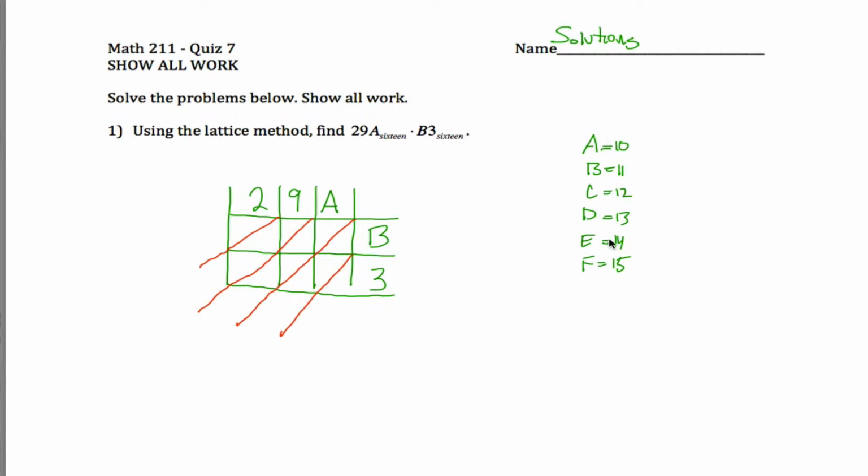And it might help you to write this little key that when we're in base 16, we need symbols for all of the numbers 15 and less. So A, B, C, D, E, and F are what we use for 10, 11, 12, 13, 14, and 15. And then you go through and multiply.